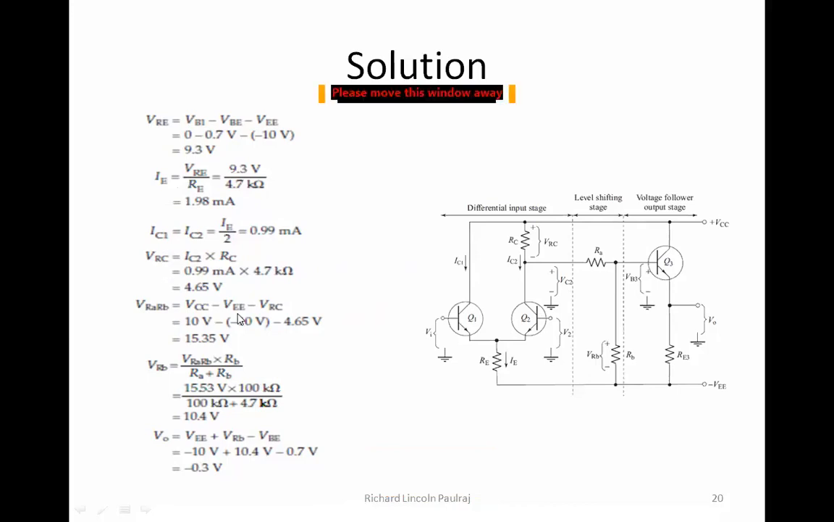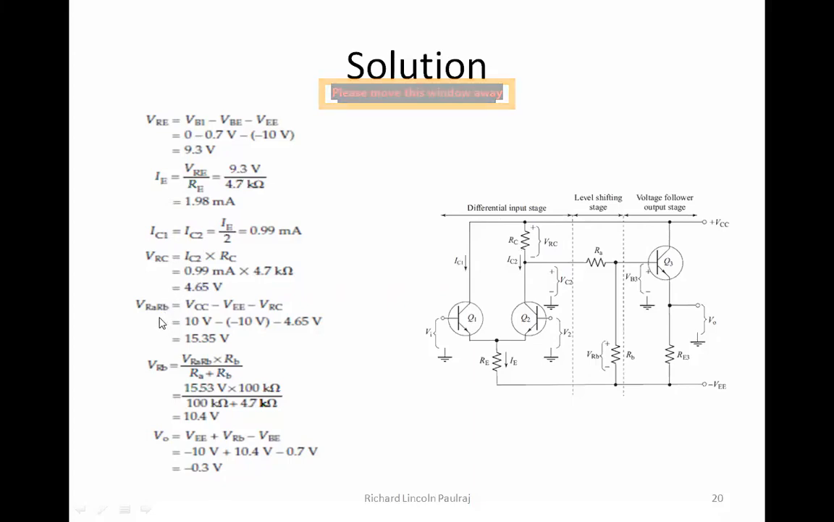Next, VRC. Now I'm going to find out the voltage across RC. VRC is equal to IC2 times RC, V is equal to I into R. I know the value of IC2 because IC1 and IC2 are equal to IE by 2, which is 0.99, into RC. RC is 4.7, right? So when I multiply them, I get about 4.65 volts.